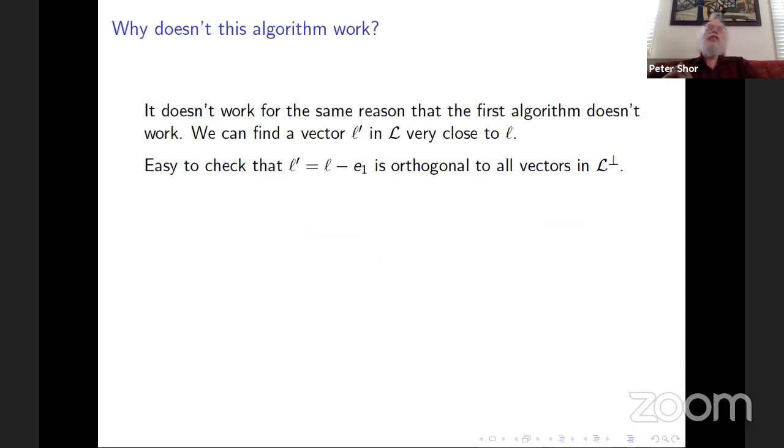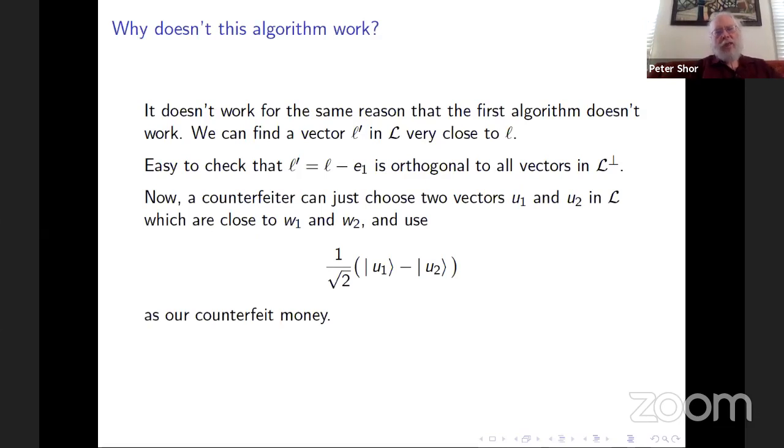Well, so you're not actually, what your counterfeit money is, is many pairs 1 over root 2 U1 minus U2, where the difference between U1 and U2 is L prime. So how do we make the counterfeit money? Well, we originally had these Gaussian balls W1 and W2, and our quantum money was a superposition of these small Gaussian balls W1 and W2. Actually, this minus should be a plus, but let's not worry about that.